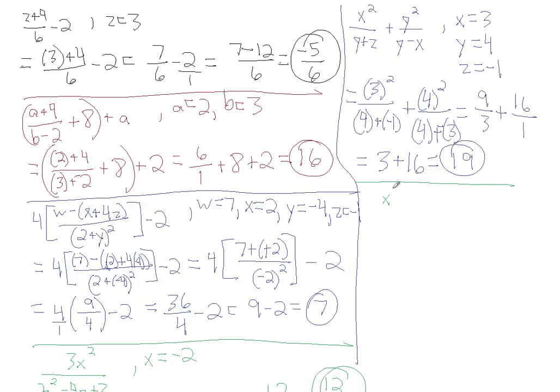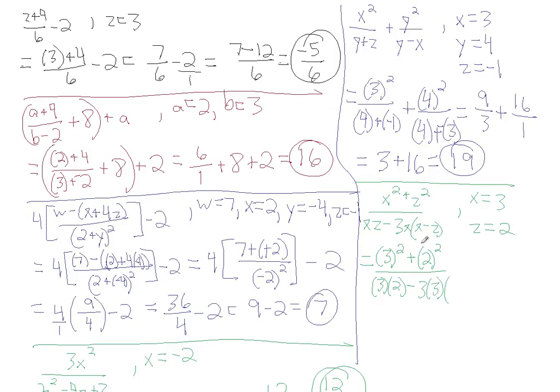Let's do one more. Let's say we have x squared plus z squared, divided by x times z minus 3x times x minus z. Okay, and we have the following values. We have x equals 3 and z, let's let z equal 2. Well, we start out by substituting our values into our variables. x squared, x is 3, so 3 squared, plus z is 2, 2 squared, divided by x times z, so we have 3 times 2, minus 3x, well, 3 times 3, times x, which is 3, minus z, which is 2.